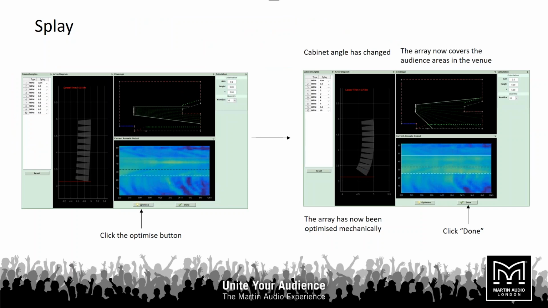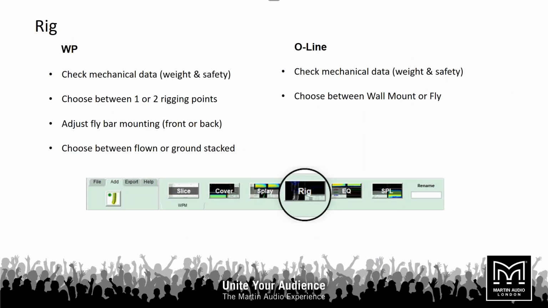So we can see here on the left hand side, we click the optimize button and then we get the result on the right diagram. The cabinet angles have changed, as has the design aim of the array, and it now covers the audience area very nicely. And to move on, we just click done and we click on the rigging tab.